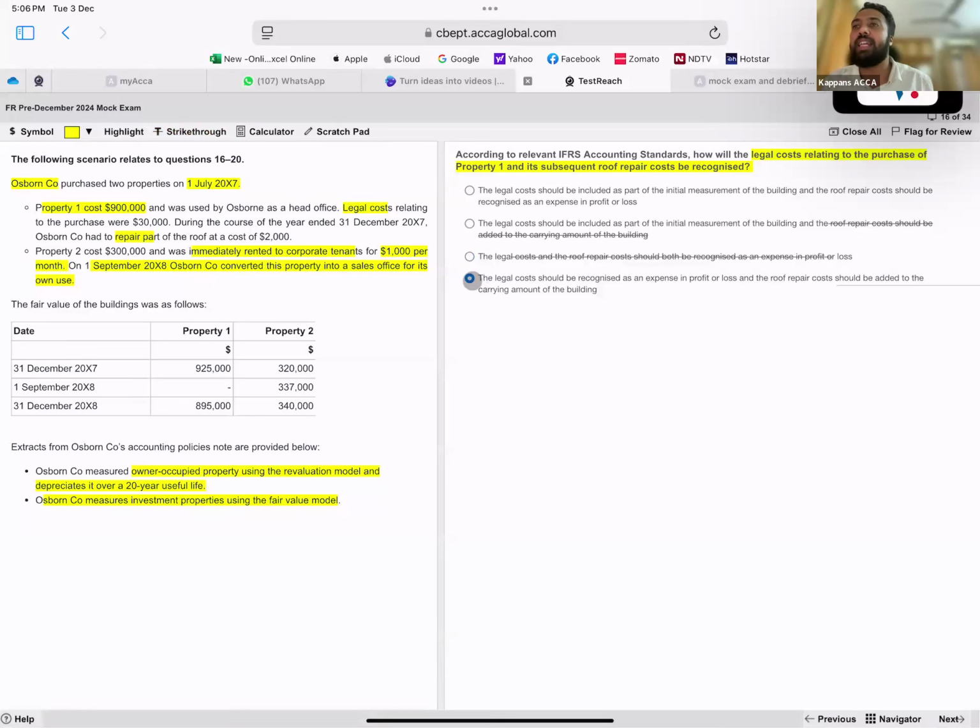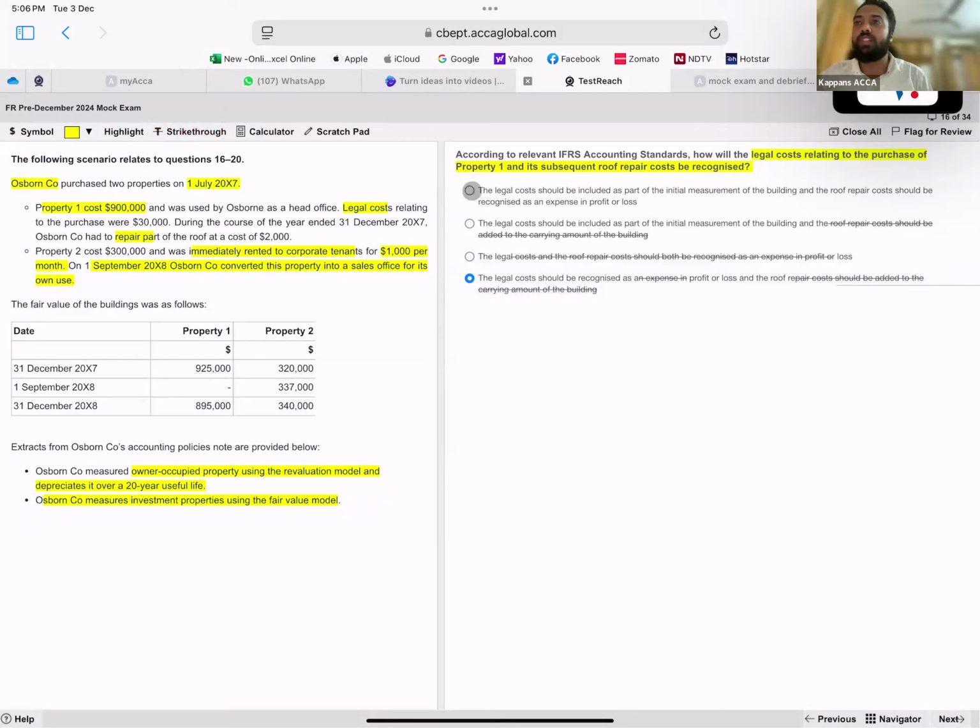Option D says that legal costs should be recognized as an expense. Again, wrong. Legal costs associated with the purchase of an asset should be capitalized as part of the initial recognition cost. Repair costs should be added to the carrying amount of the building. That is again wrong. Saying repair costs are added to the carrying amount means they are capitalized. Repair costs should be expensed in the profit and loss account.